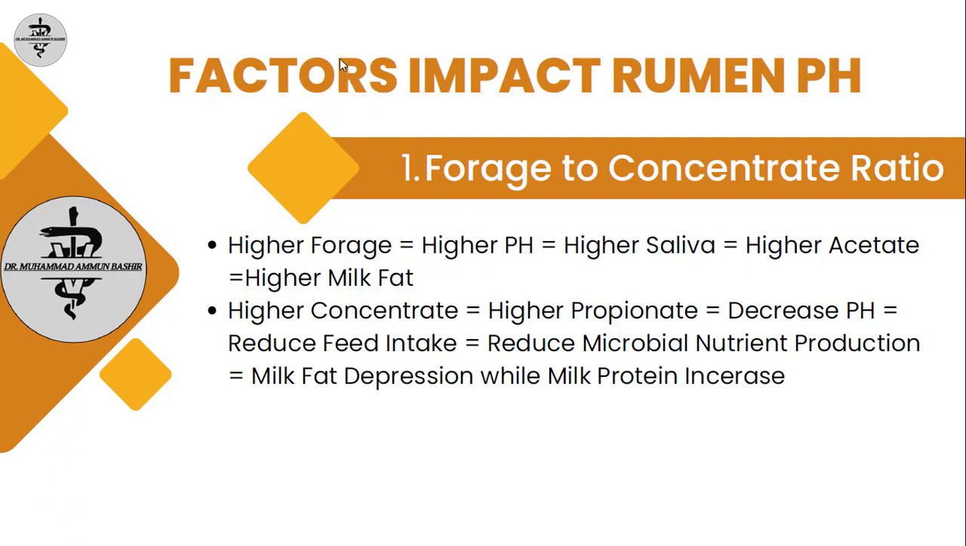Factors that impact rumen pH. The first one is the forage to concentrate ratio. If there is higher forage inside the ration, there will be higher pH, because a pH of 6 to 6.8 is favorable for fiber digesting bacteria. There will be more production of saliva, and if more saliva is produced, then more bicarbonate ions will come via saliva into the rumen, and the rumen pH will move towards basic, that is, ultimately 6 to 6.8.